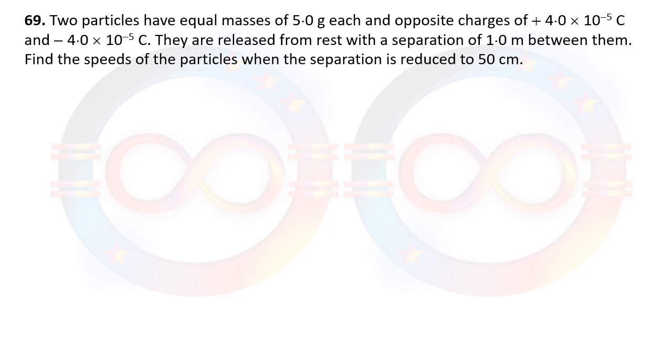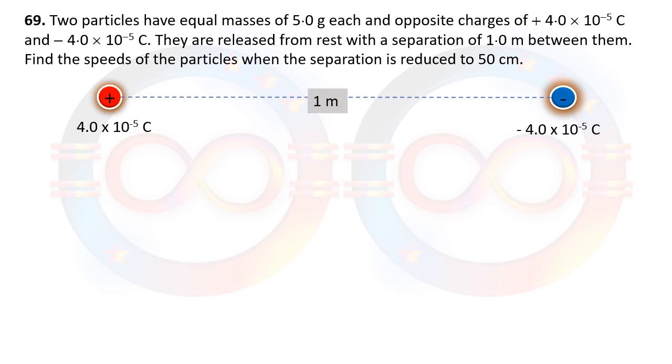Question number 69: two particles have equal masses of 5 gram each and opposite charges 4 into 10 raised to minus 5 and minus 4 into 10 raised to minus 5. They are released from rest at a separation of 1 meter between them. Find the speeds of particles when the separation is reduced to 50 centimeter. In this question, two charged particles are already kept at 1 meter. Look at the diagram: 4 and minus 4 into 10 raised to minus 5.